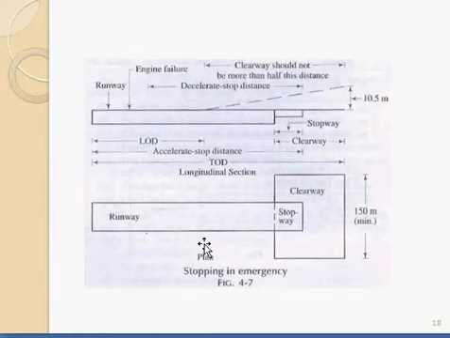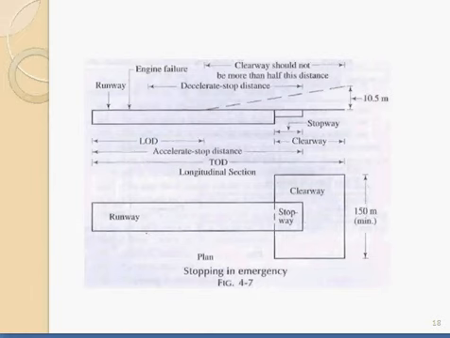So stopway is also provided as a continuation of runway. The width will be the same as that of the runway, but the thickness of the pavement will be half of the thickness of the pavement of the runway, because there the speed will be less, so the stress we are expecting is less when compared to that of the runway. Okay, so that is the stopping in emergency.